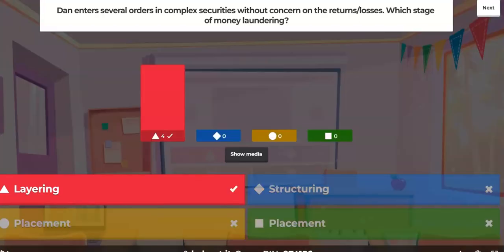All right. Well, nice job. The best choice was indeed layering. That's moving that money around so you're not able to trace it. So yeah, that covers that warning sign: if they don't seem concerned about returns, losses, expenses, things that people would normally be concerned about. Very good.